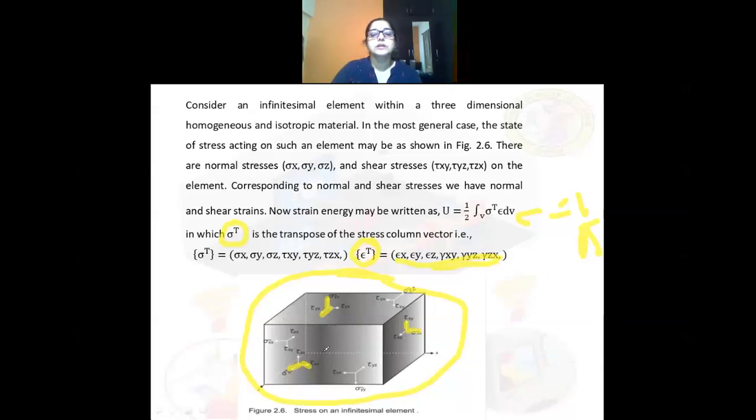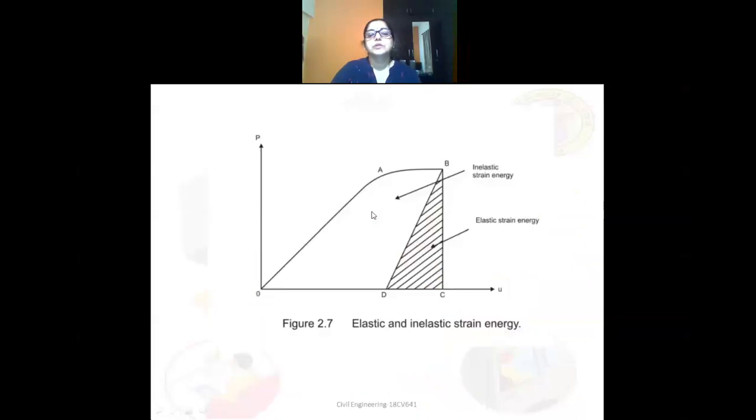So let me consider this as one plane. This is one plane. In each plane, you have one normal stress and two shear stresses. So this is elastic and inelastic strain energy.